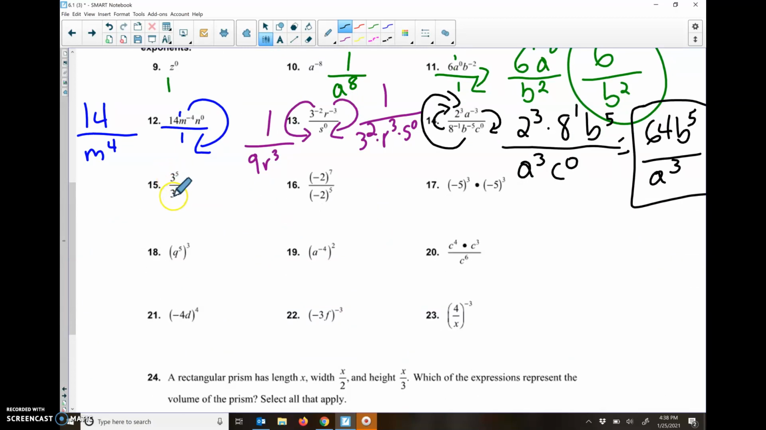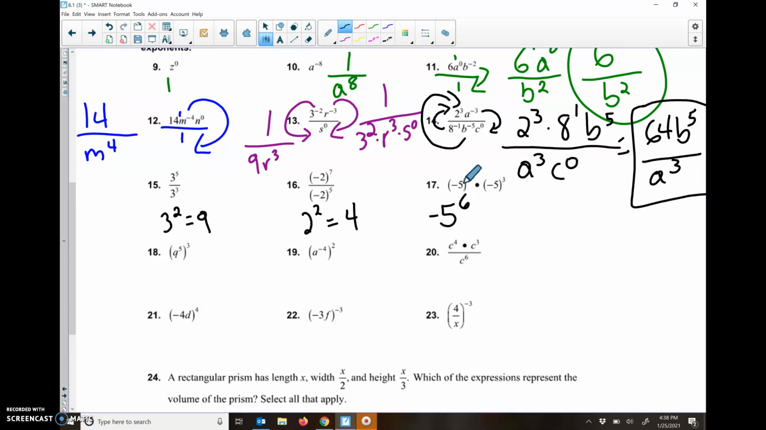So 3 to the fifth power divided by 3 to the third power. So remember, here we subtract. 5 minus 3 is 2. So we get 3 to the second power, or we get 9. Same thing here. Negative 2 to the seventh power over negative 2 to the fifth power. 7 minus 5, we get 2. So 2 squared, or we get 4. Okay, same thing here. Negative 5 to the third power times negative 5 to the third power just ends up with negative 5 to the sixth power.